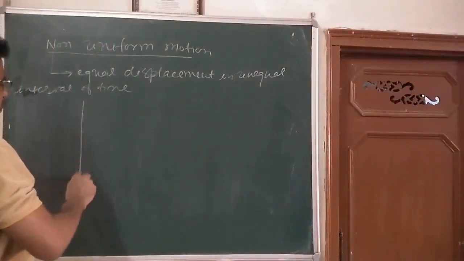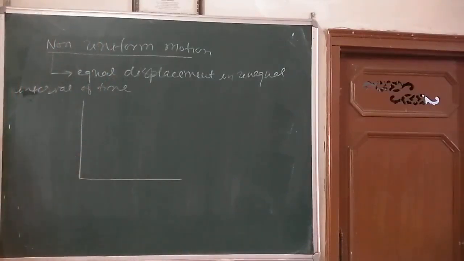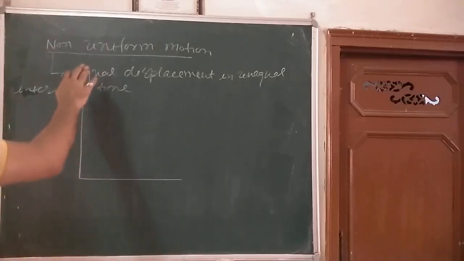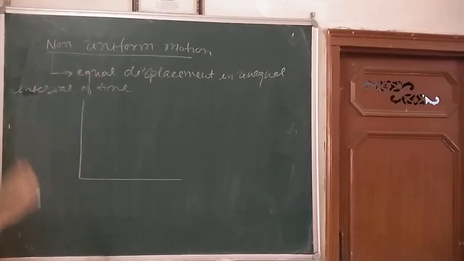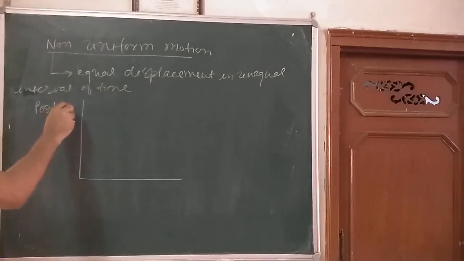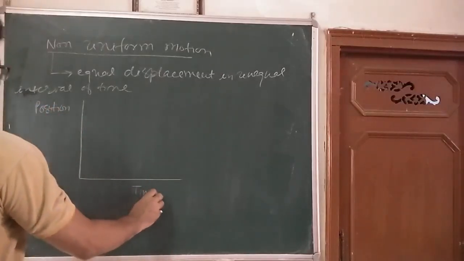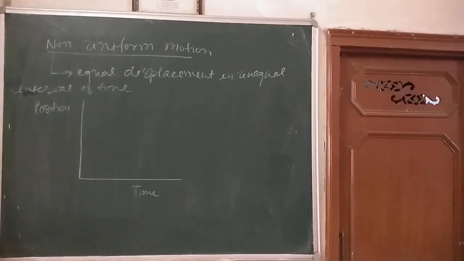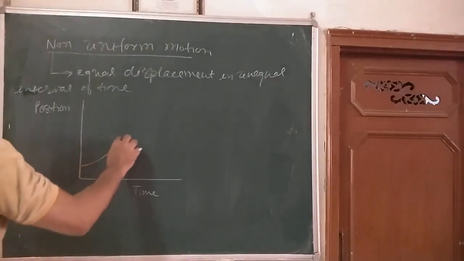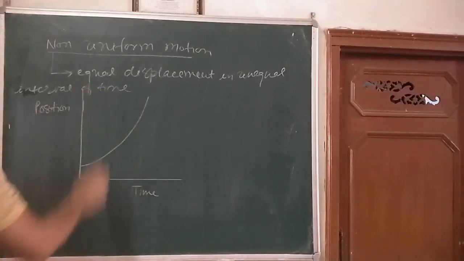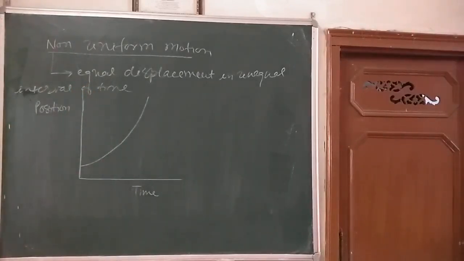Suppose I draw a graph between position and time. Here is the position and here is the time. Suppose the graph is something like this. It is not a straight line, because we are having a non-uniform motion.